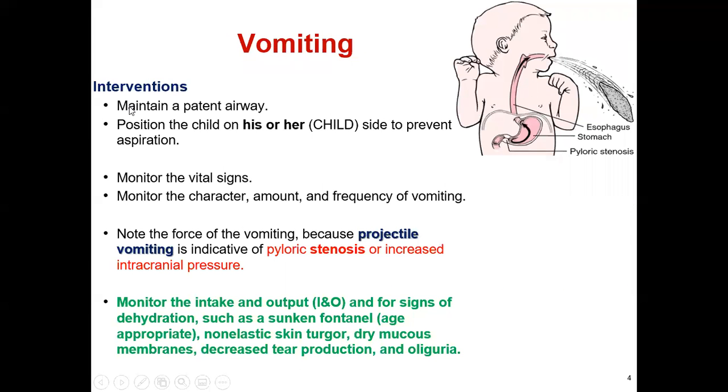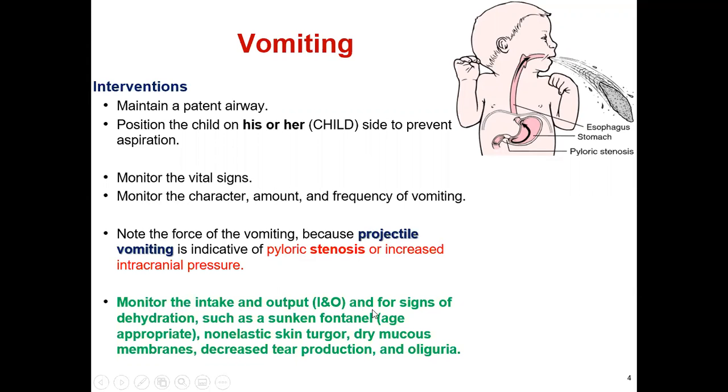Interventions: maintain a patent airway and position the child on his or her side to prevent aspiration. Monitor the vital signs, and monitor the character, amount, and frequency of vomiting. Also note the force of vomiting, because projectile vomiting indicates pyloric stenosis or increased intracranial pressure. In this picture, we can see the vomiting is projectile. Projectile vomiting is the characteristic feature of pyloric stenosis or increased intracranial pressure.